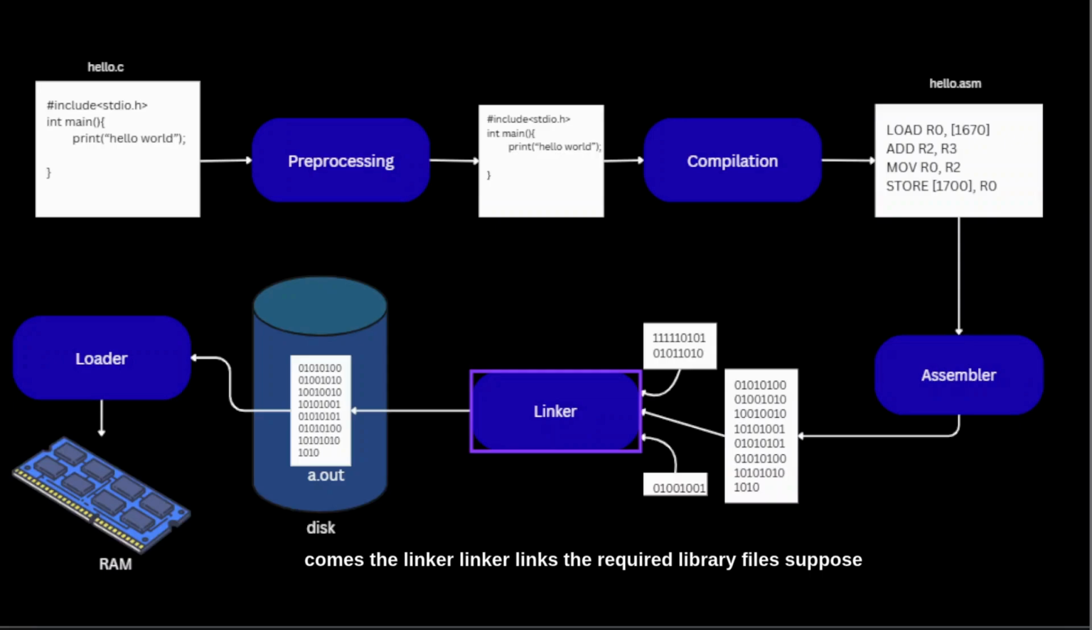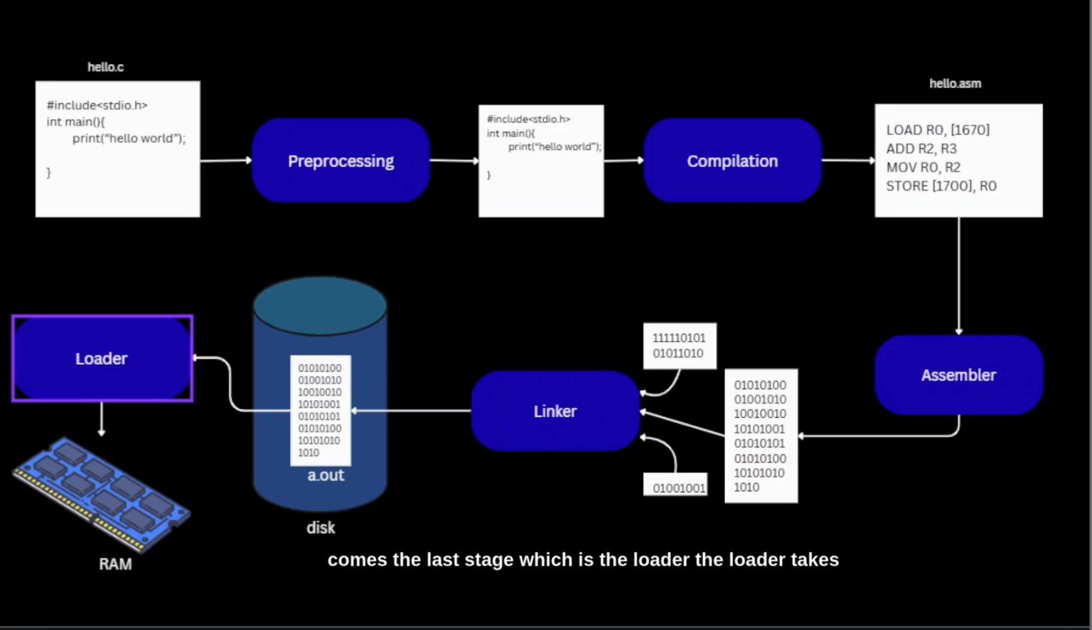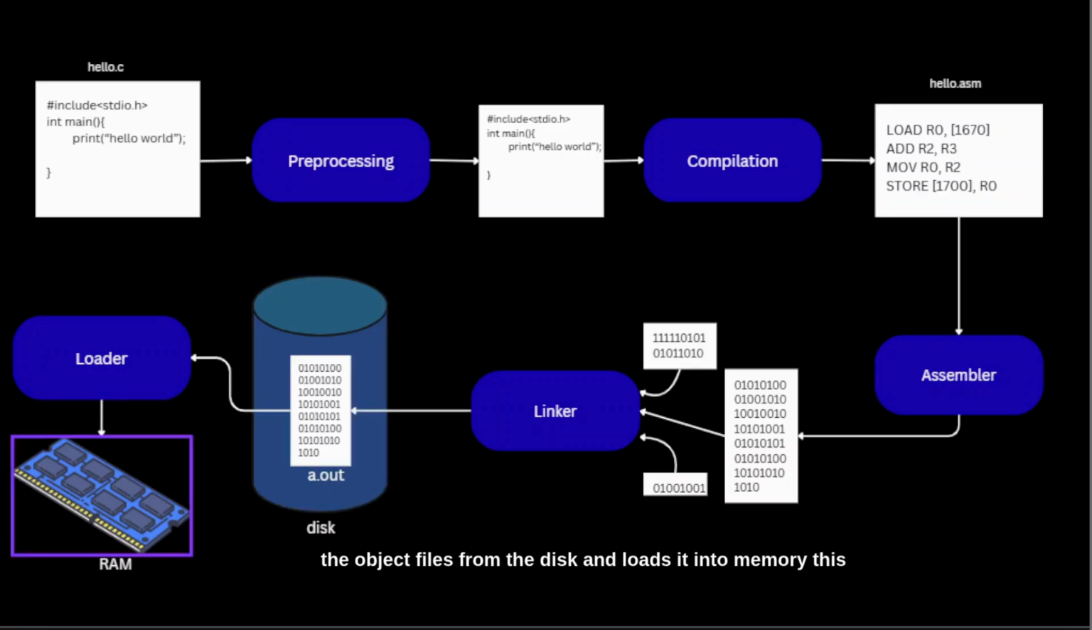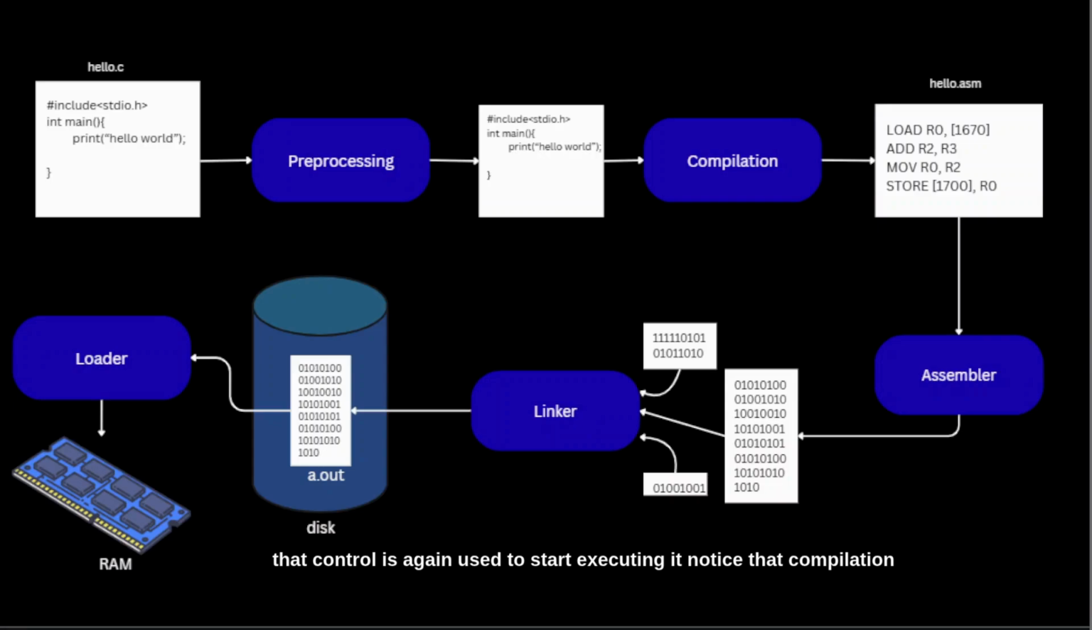Linker links the required library files, suppose this and this, which are already compiled and present as .dll in a Windows machine. Then comes the last stage, which is the loader. The loader takes the object files from the disk and loads it into memory. This has more to do with the OS than compiler. After that, control is again given to the OS to start executing it.